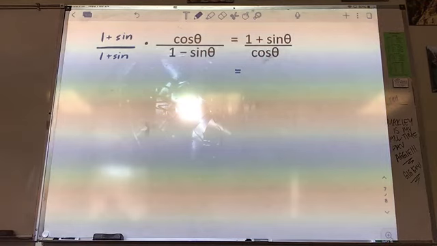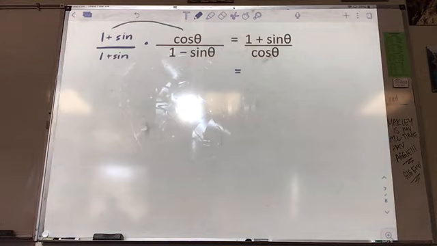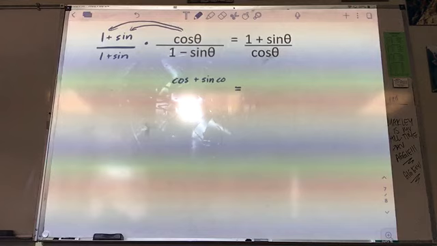Okay, on the top, we're going to FOIL. No, on the top we're going to distribute. On the bottom we're going to FOIL. So we're going to distribute this in. Okay, so on the top, we get cosine plus sine over cosine. Actually, okay, we'll do it.